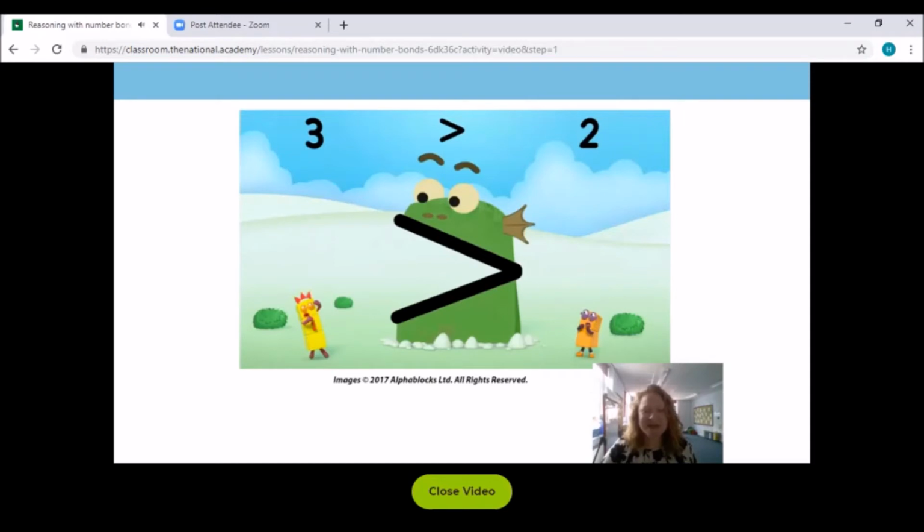So which way is he facing now? Can you see? What symbol have we got here? Is it greater than or less than? If you look at the numbers at the top of the slide, you might also get a clue. 3 is greater than 2. Well done. The wide end is open first. It's the greater end that's open first. So we say that 3 is greater than 2.